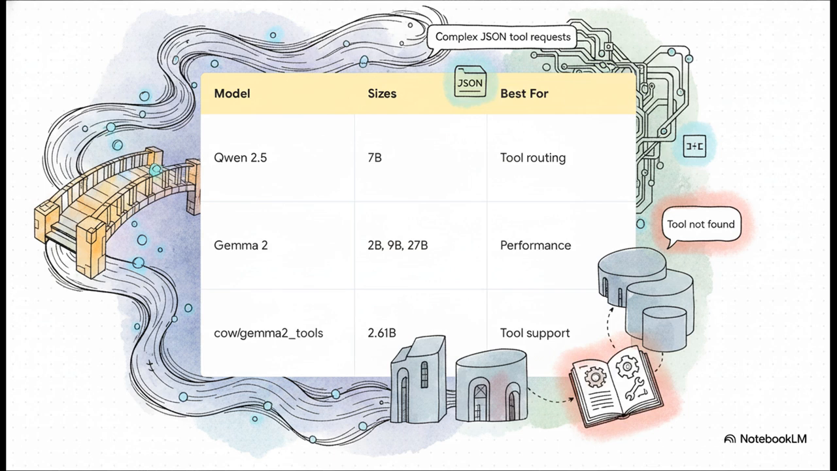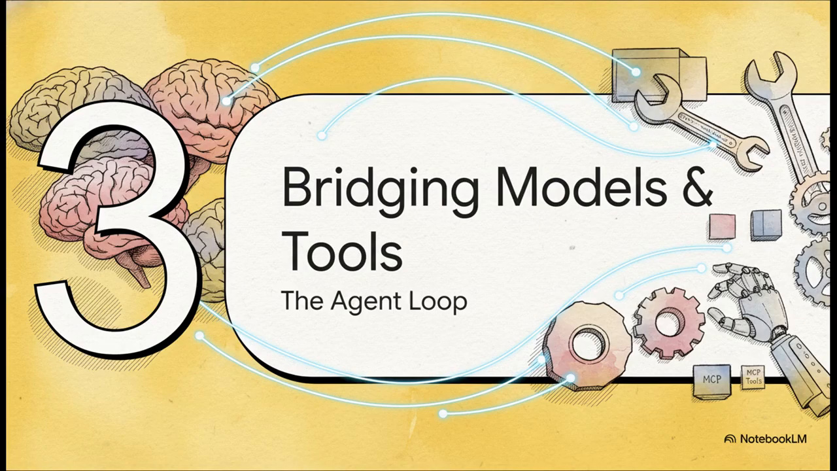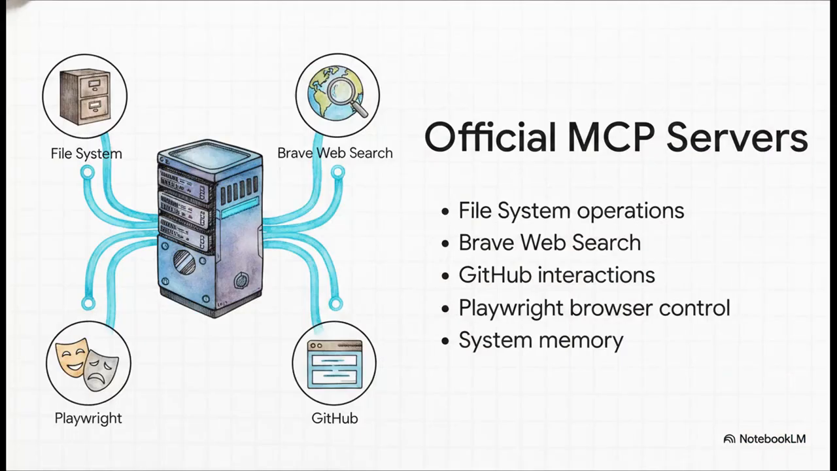Oh, and a quick tip. If these models try to call a tool that doesn't exist, just feed back a tool not found response. It keeps the whole loop running smoothly. Section 3. Bridging models and tools. With our brains selected, we need to bridge them to our hands. This is where we attach the external MCP tools that do the heavy lifting.